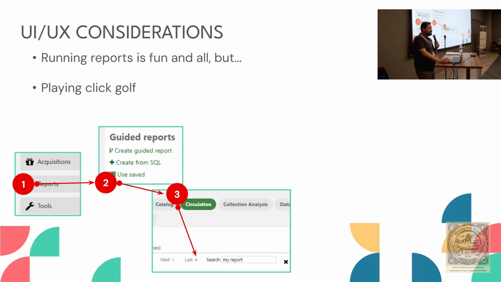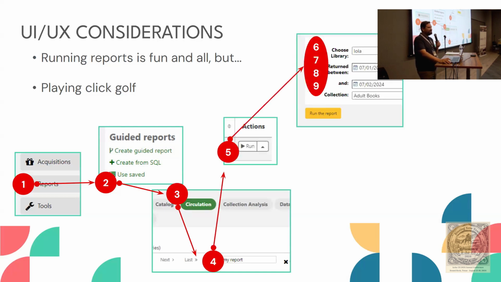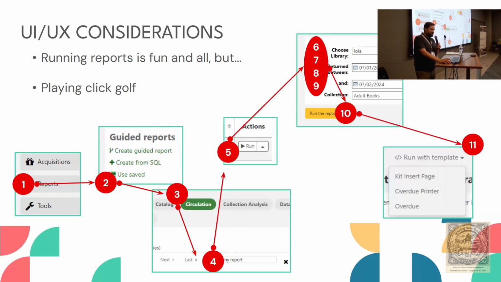And then I'm gonna use that search bar. So that's another click to get into the search bar to filter my report down further. Then I hit run. Then 6, 7, 8, 9, I'm filling in filters that I added to the report. 10, I click run the report. 11, now we're getting to the new thing.